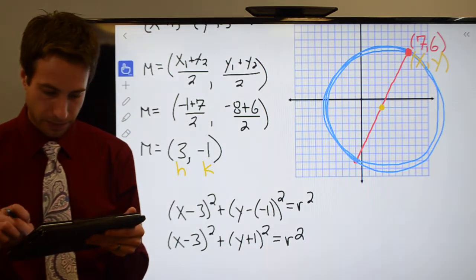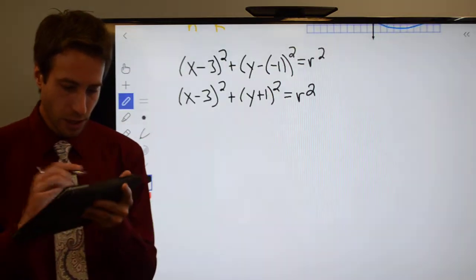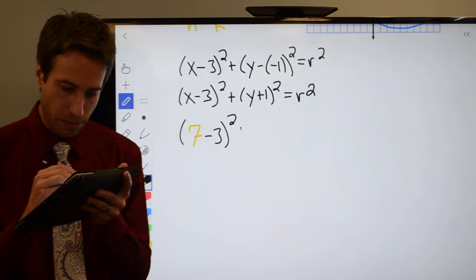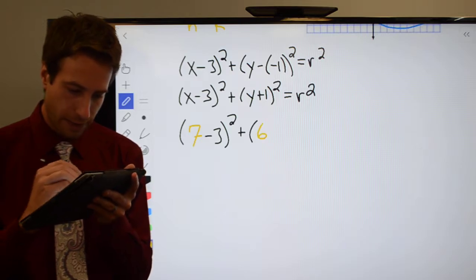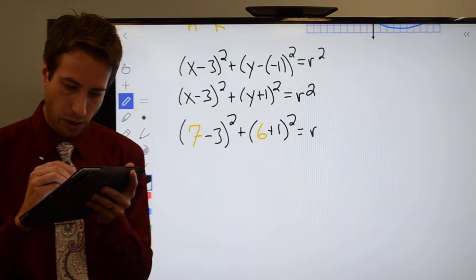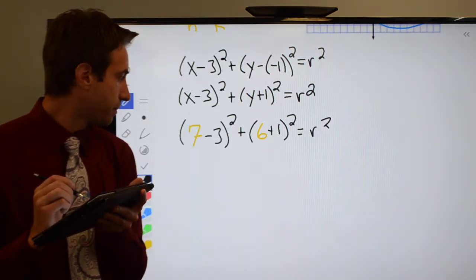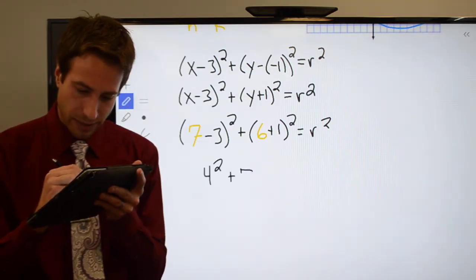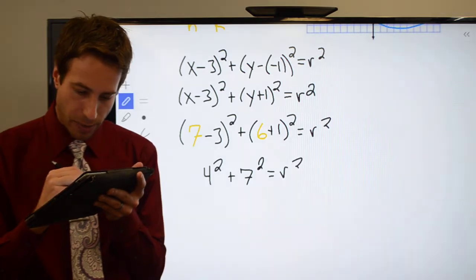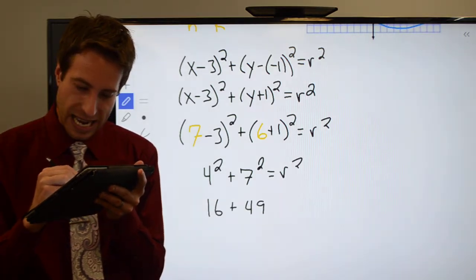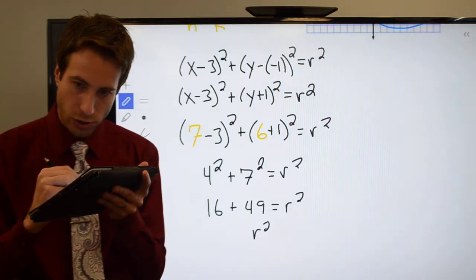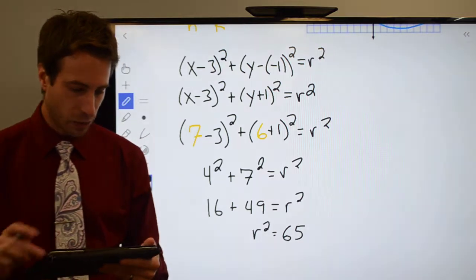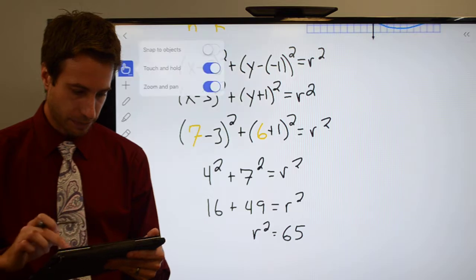Here we go. Plug and chug. Don't fat finger something. So we are going to have (7 minus 3) squared plus (6 plus 1) squared is equal to r squared. Well, 7 minus 3 is 4, so 4 squared is 16. 6 plus 1 is 7, and 7 squared is 49. That's equal to r squared. So r squared is going to be 16 plus 49, which is 65.